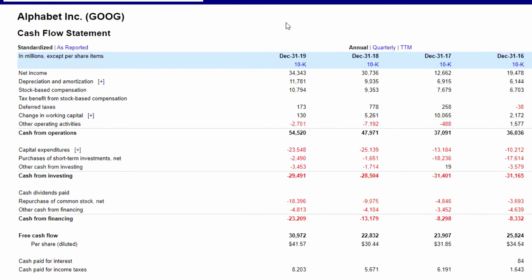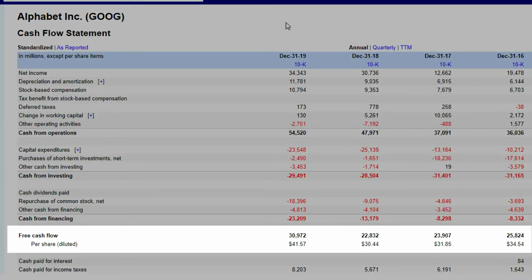So first thing we want to see from the cash flow statement is we want to calculate positive free cash flow, which is cash from operations minus capital expenditures. And I like Rocket Financial because it actually already does that calculation for us. And we want to look for positive free cash flow.